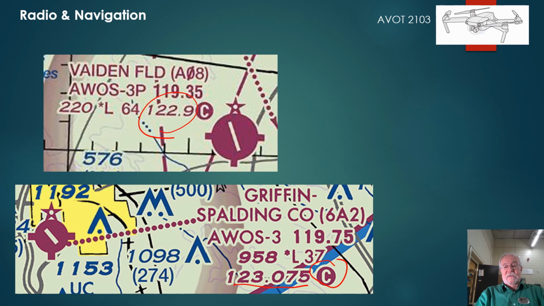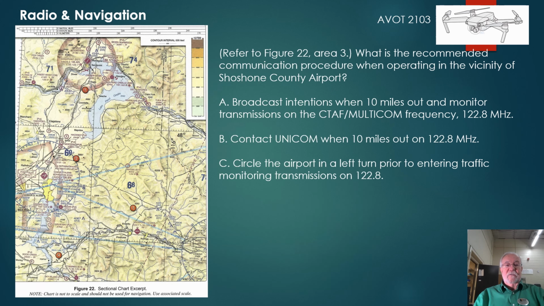We listen at that frequency if we're going to be operating close by to the Griffin Spalding County Airport to listen to see if there's manned aircraft flying around and what their intentions are and how we can avoid getting in their way. Because remember, the law says that drones must give way to all other aircraft, which may not disrupt traffic flow in and out of any airport. Whether it's controlled or uncontrolled, doesn't matter. We're responsible for remaining clear of the traffic pattern.